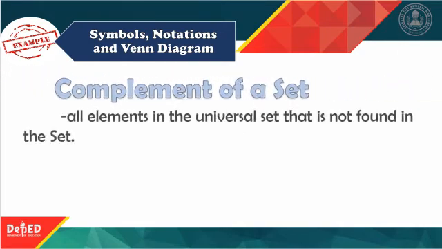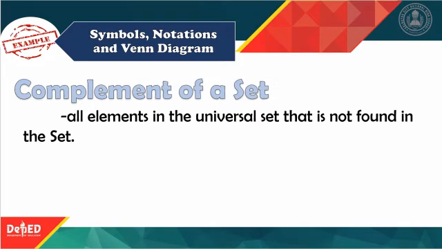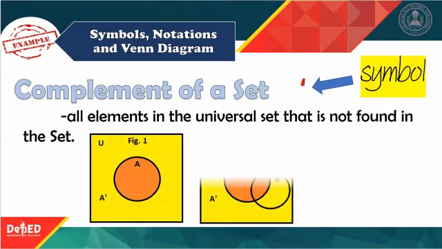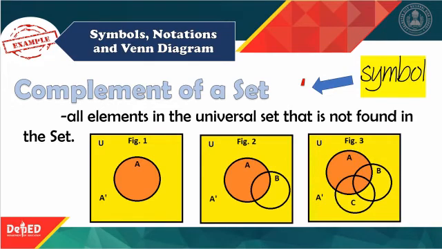Next is the complement of a set, which has an apostrophe symbol. These figures show complements of a set. This means all elements in the universal set that are not found in the set. It is a special way of saying everything that is not.